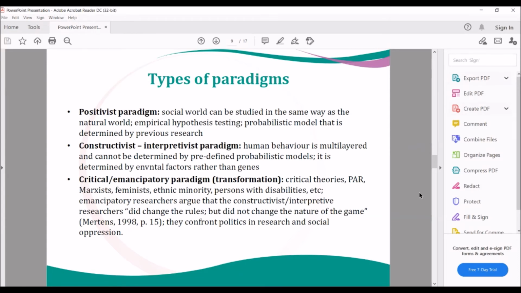Then moving on to types of paradigms, as I've already mentioned some of them, there's positivist paradigm, which claims that the social world can be studied in the same way as the natural world, and it involves empirical hypothesis testing, and it's driven or directed by probabilistic model that is determined by previous research.